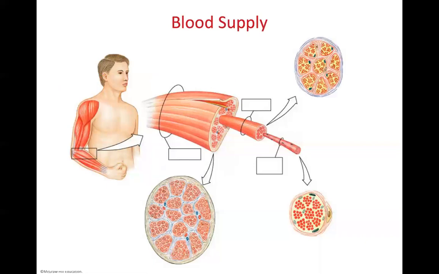So now we're getting into a bit of new material, and this is the blood supply to muscles. Recall that muscles have a lot of mitochondria. They're doing a lot of activity, so they require a lot of oxygen to be carried to them via the blood supply, and they require a lot of carbon dioxide to be carried away. So they need a lot of blood supply.